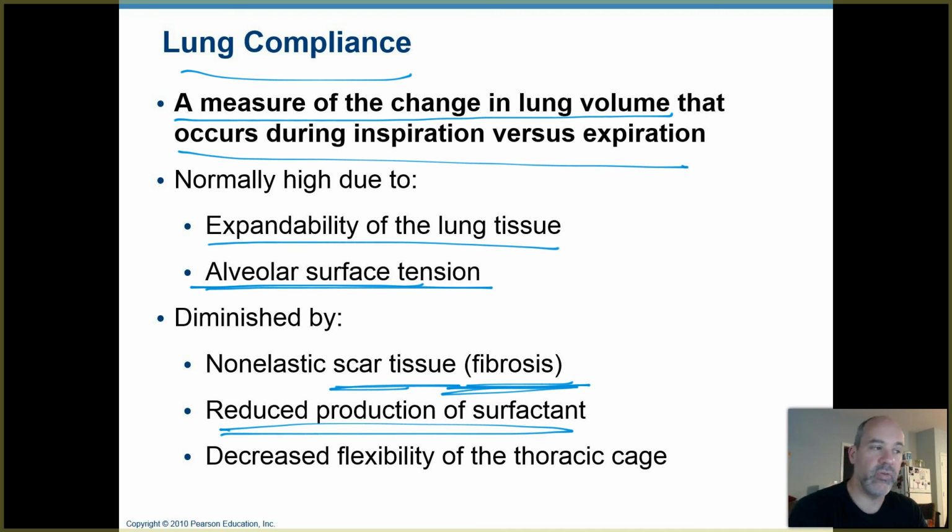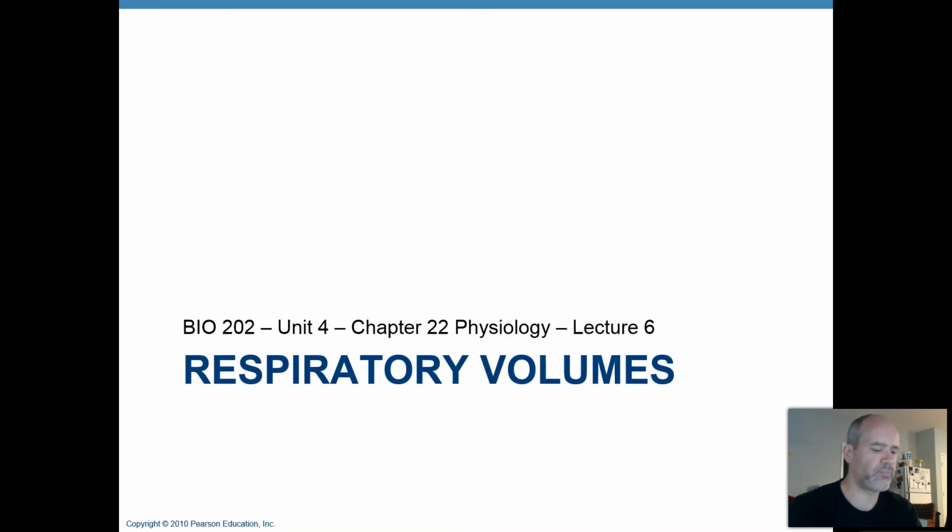Also, anything that reduces the flexibility of your thoracic cage, like let's say you had a severe burn or injury and the tissues like your skin around your thoracic cavity get replaced with scar tissue, and your skin is not as stretchable anymore, that's going to limit your ability to expand your thoracic cavity and take in as much air. So all of those are features of lung compliance. How much can you change your lung volume when you're inspiring and expiring air?